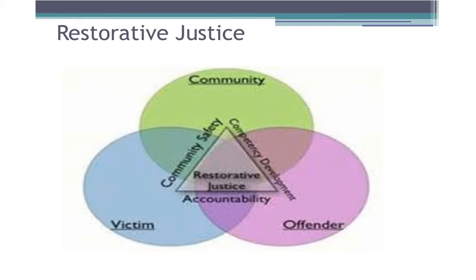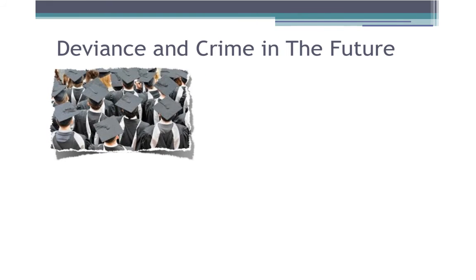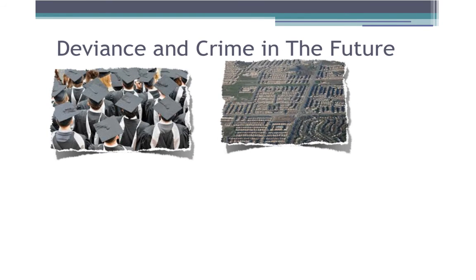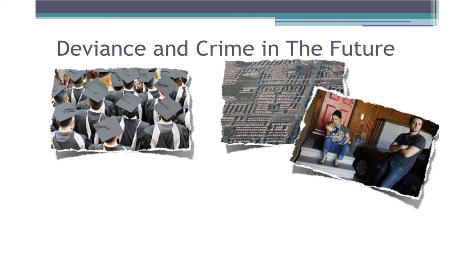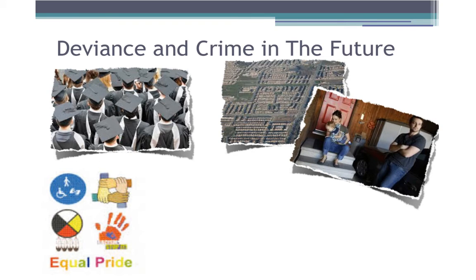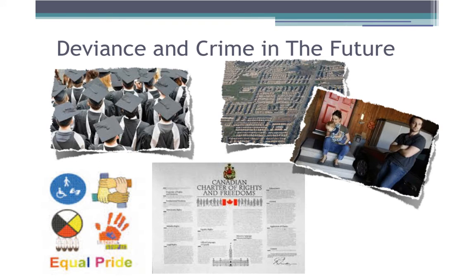Now, what might be the future of deviance and crime? Well, it's hard to say. The present system cannot solve all the problems of crime, and more structural solutions like better education, better jobs, affordable housing, more equality, less discrimination, and socially productive activities would be possible solutions.